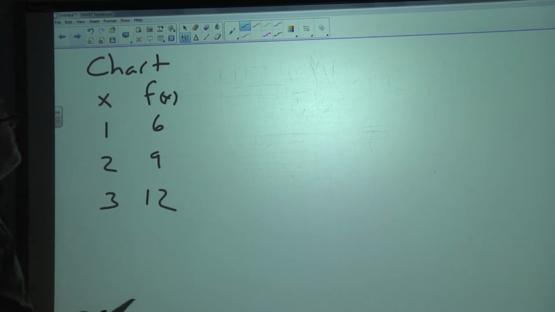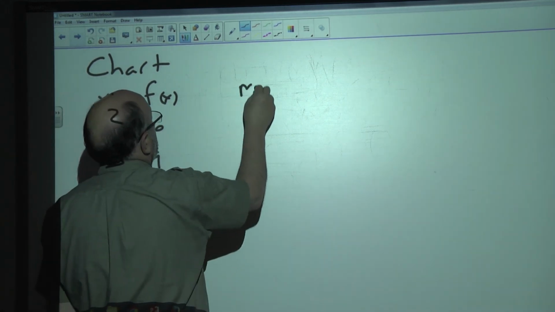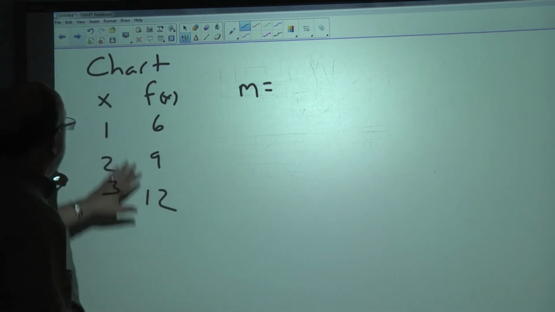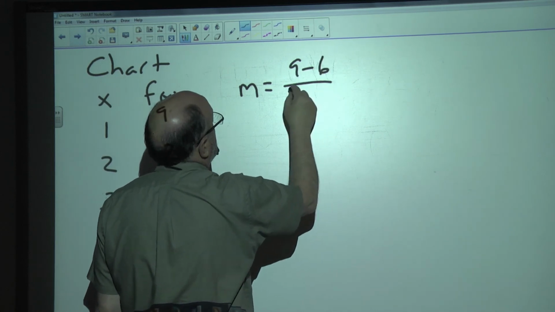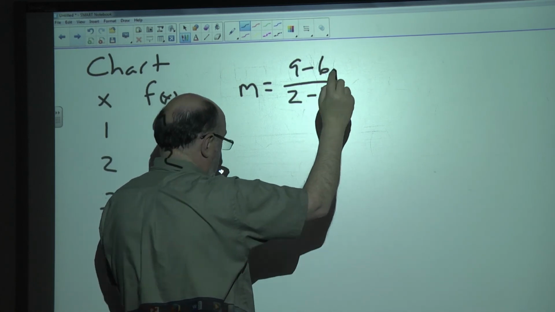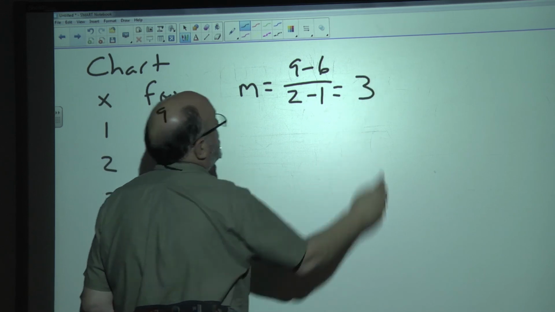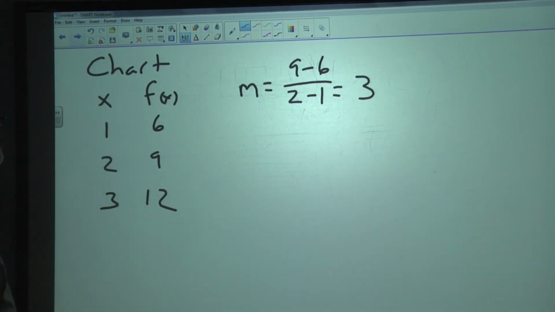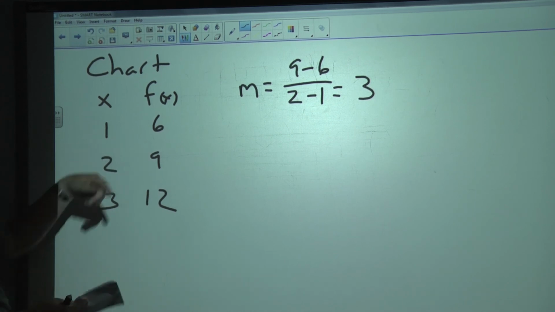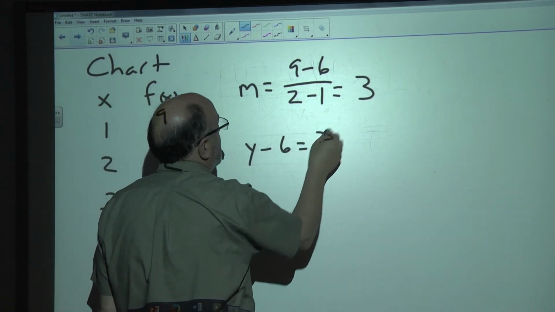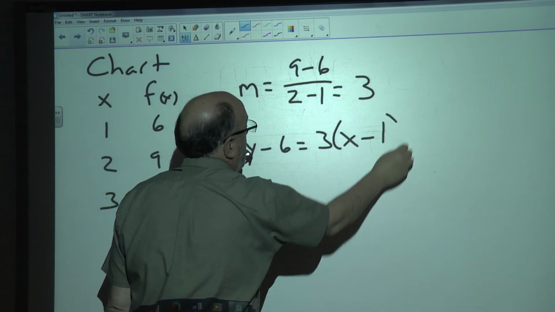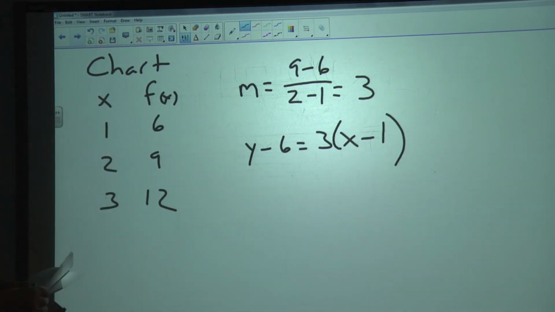So I can come up with my slope. I would just take any 2 points, and so let's just take the first 2. And so we'd have 9 minus 6 over 2 minus 1, and we end up with a slope of 3. Okay. And then I could take any one of these points, and let's take the first point. And so we would have y minus 6 equals 3 times x minus 1. And that would give our equation of a line that goes with that information, right?